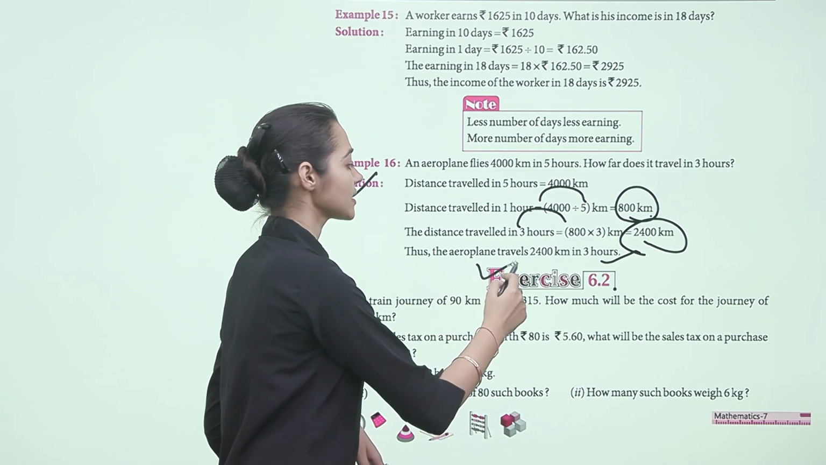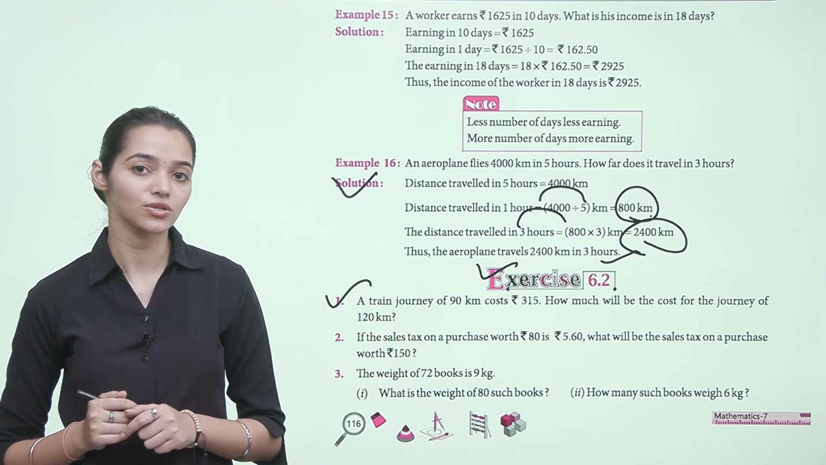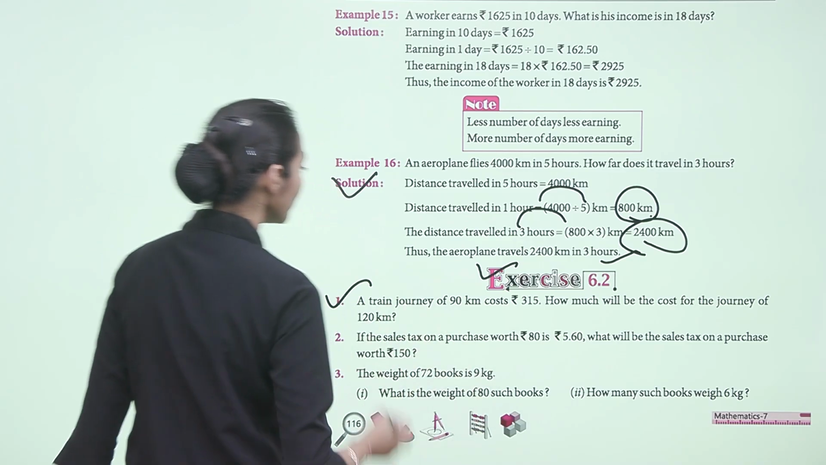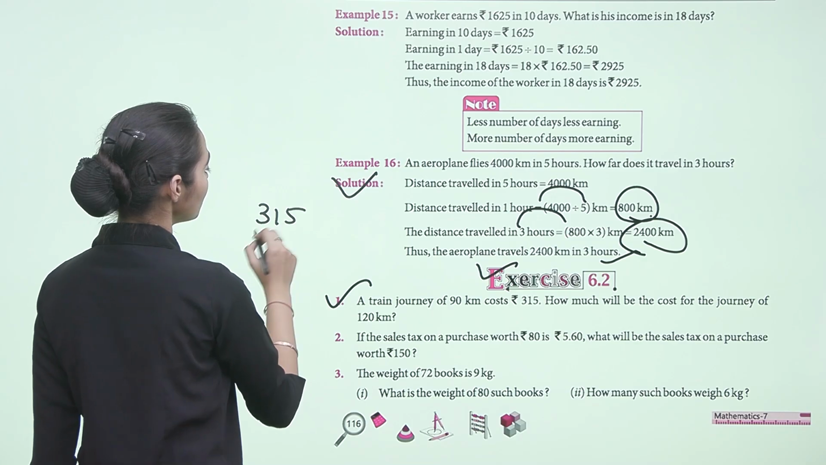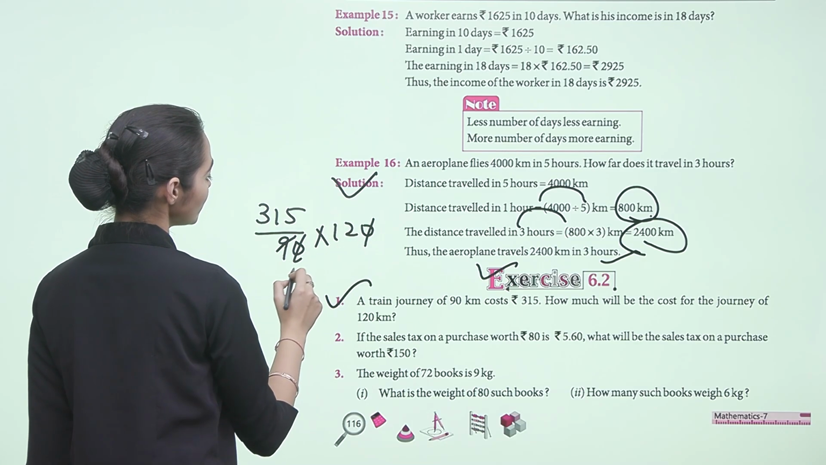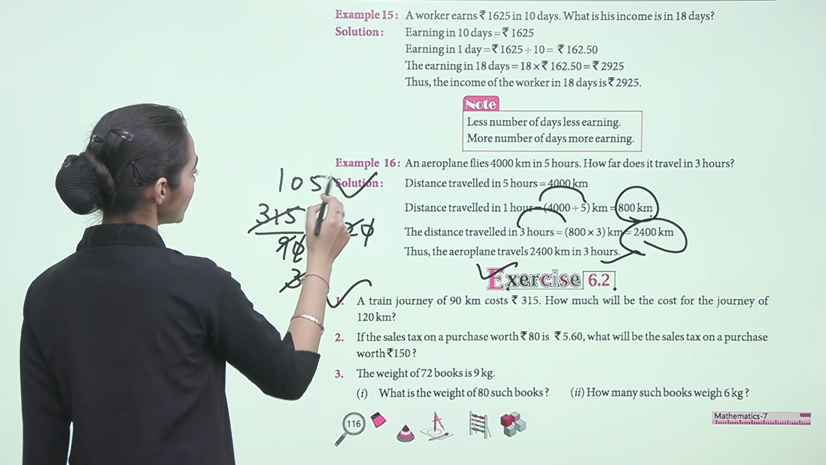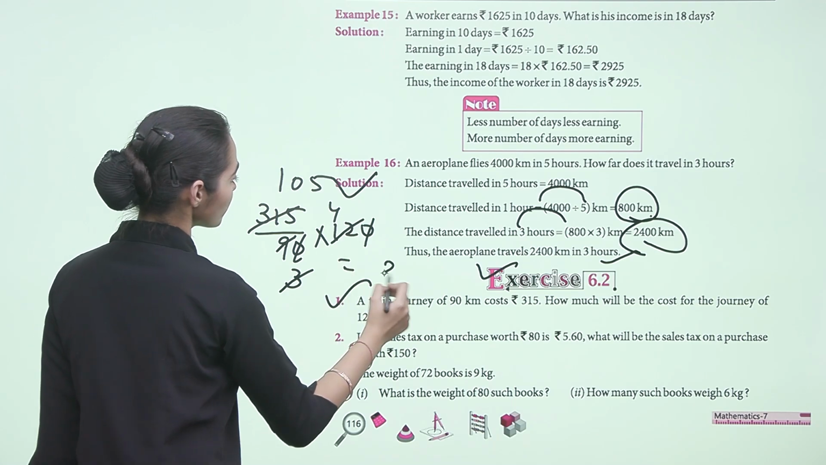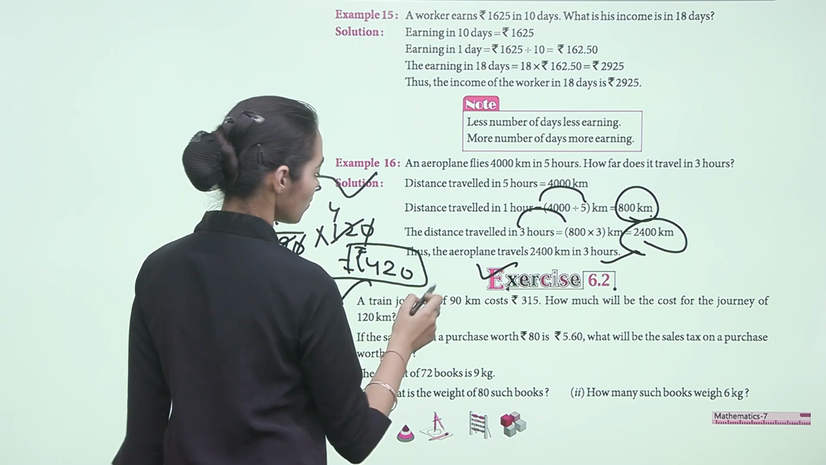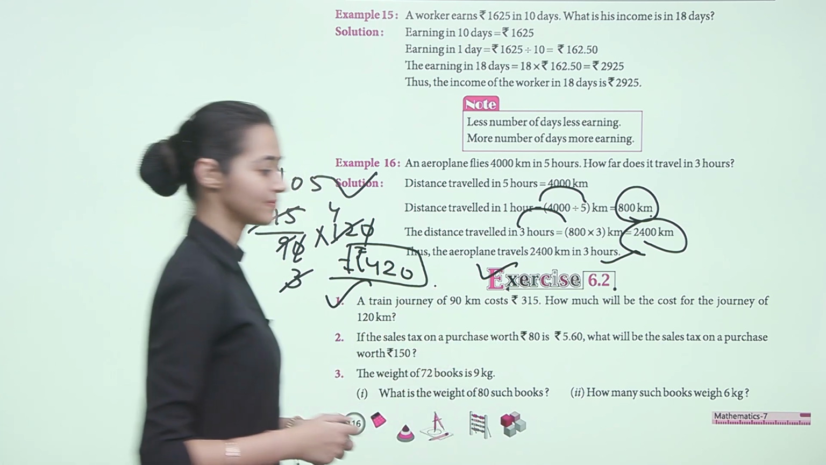Now let's start with our exercise 6.2. Here in the first one, we are told that a train journey of 90 km costs 315 rupees. How much will be the cost of the journey for 120 km? So that will be 315 by 90 into 120. So that is 3 3s are 9, 3 4s are 12, again 3 1s are 3, and 105 into 4, that is equal to 5 4s are 20. 420 rupees is the cost for the journey of 120 km. That's how we can solve the remaining ones.